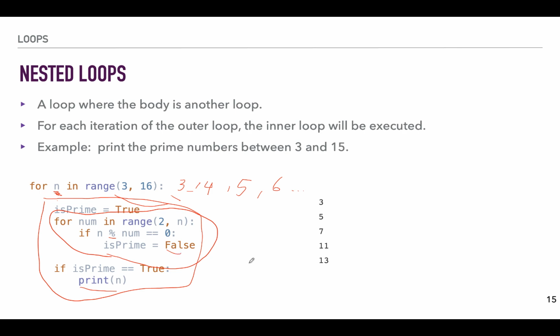So this is the idea of the nested loop, that we have an outer loop that just generates some values, and for each one of these values we are going to perform an iteration of another loop.